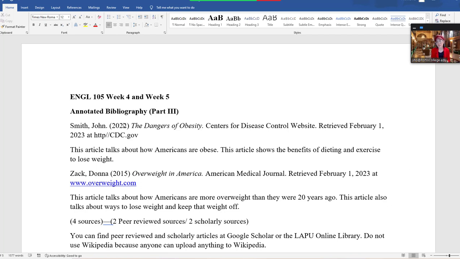So for your part 3, you're going to have 4 credible sources. 2 of them are going to be peer-reviewed sources, and 2 of them are going to be scholarly sources. And all 4 of them have to be in annotated bibliography format. Then you're going to write your answers to the questions in which you put why you chose this topic, and every time you use numerical data, you have to use an in-text citation. And if you use a direct quote, you have to have quotation marks, and then you have to use the author, the date, and the page number. So that's going to be your part 3 assignment.